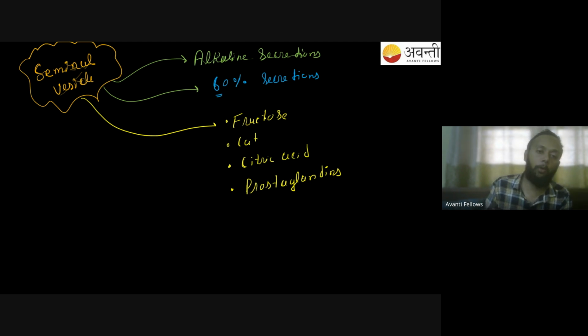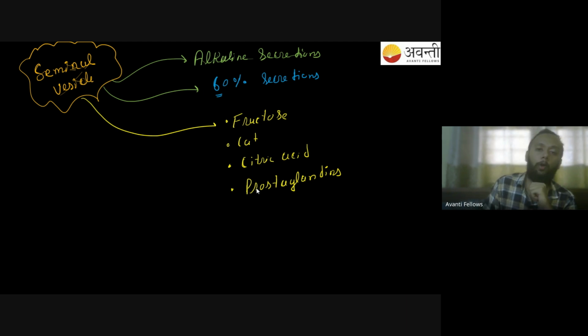Seminal vesicles will have fructose, calcium ions, citric acid, prostaglandin. These are some of the secretions, and there are many more things, but these are the main components you will find coming from the seminal vesicle. Now, please remember this. All this content coming from the seminal vesicle is going to nourish the sperms. When the sperms flow along the urethra, this secretion gets mixed with them and nourishes or benefits the sperms.